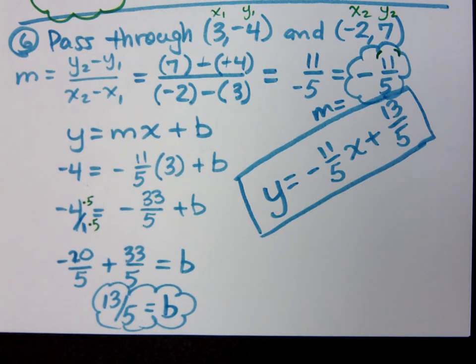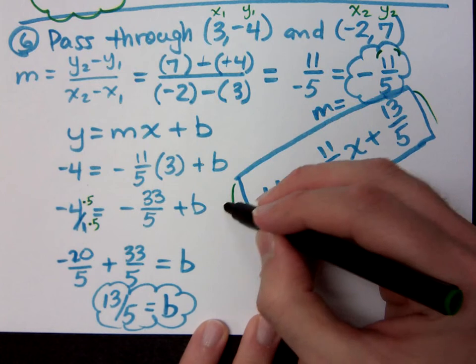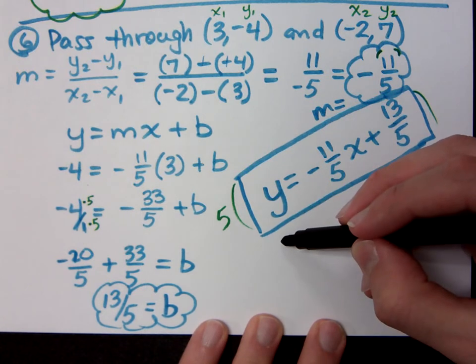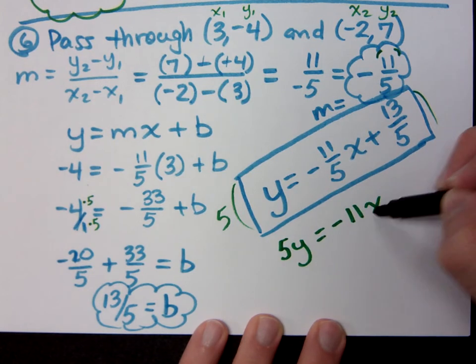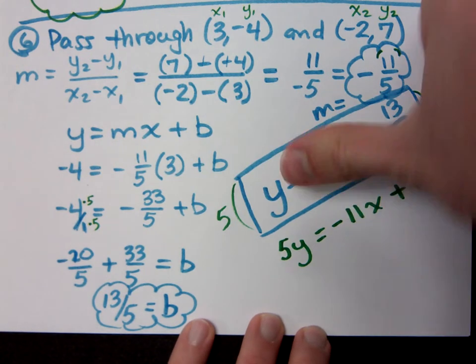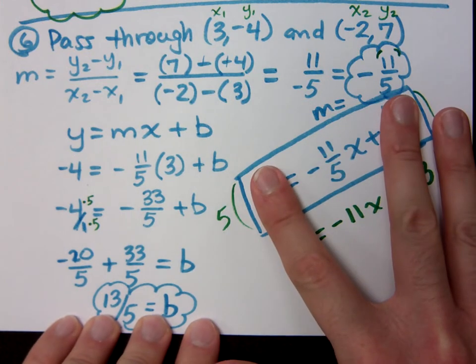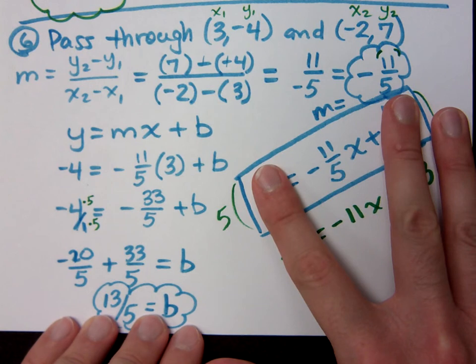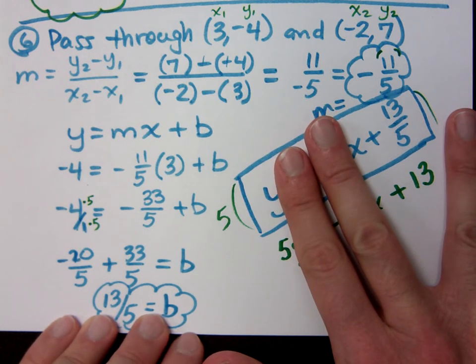Now, if you want to go into standard form from this, what's the common denominator for everybody? 5. If you had multiplied everything here times 5, what would you get? 5y equals negative 11x plus 13. Because here, look, 5 times y is 5y. 5 times negative 11 over 5, the 5's reduced, right? You get negative 11x. And then here, 5 times 13 over 5, the 5's reduced, you get 13.